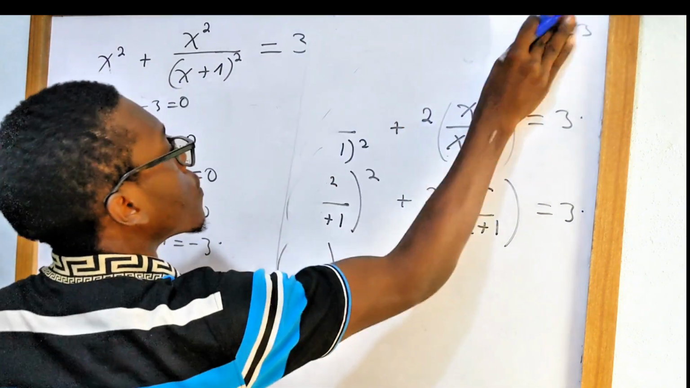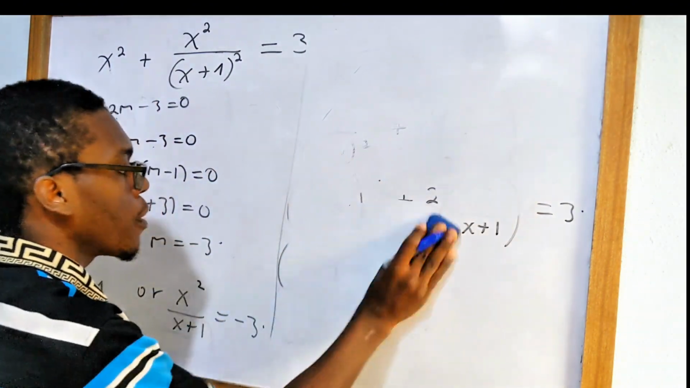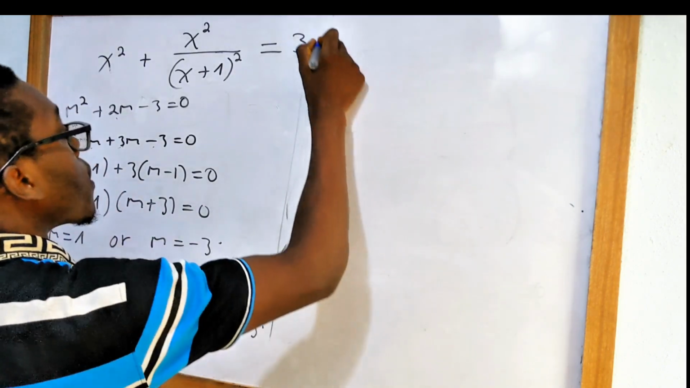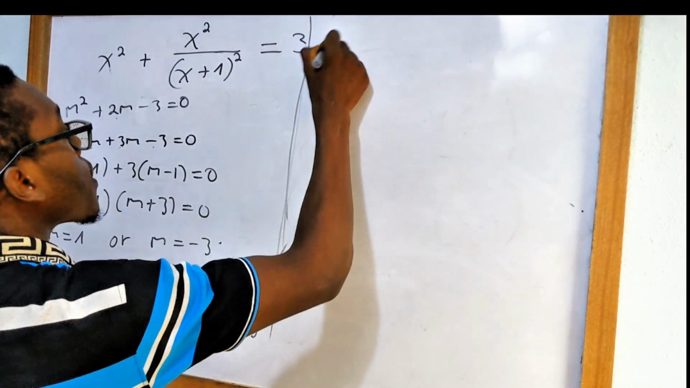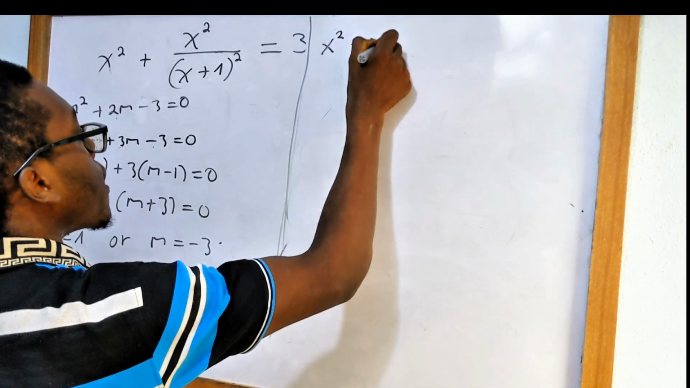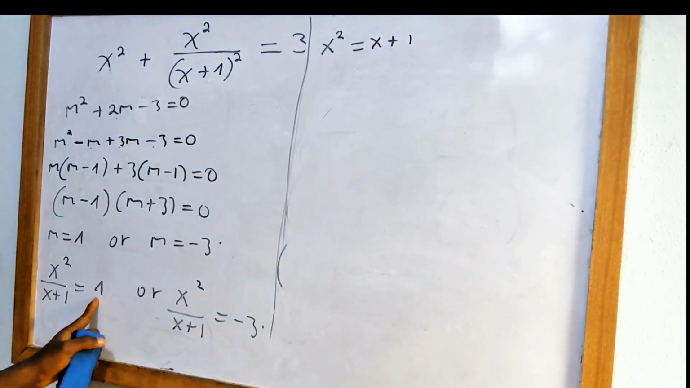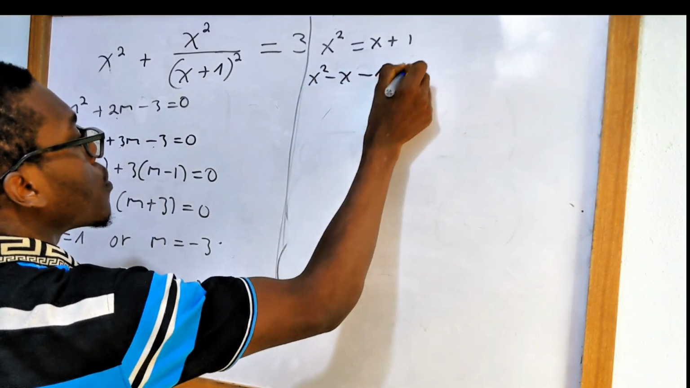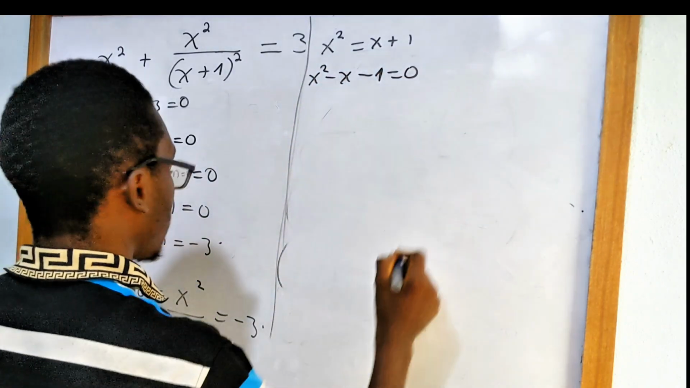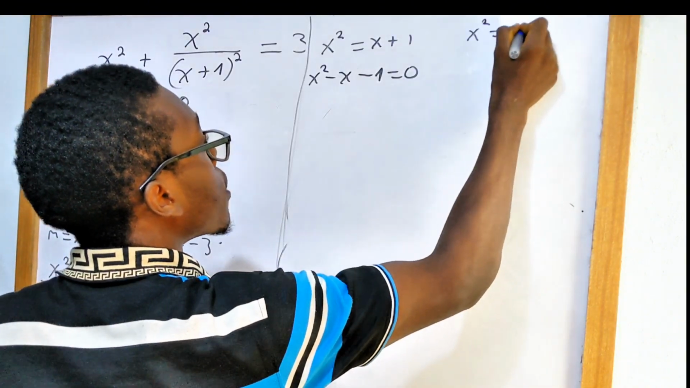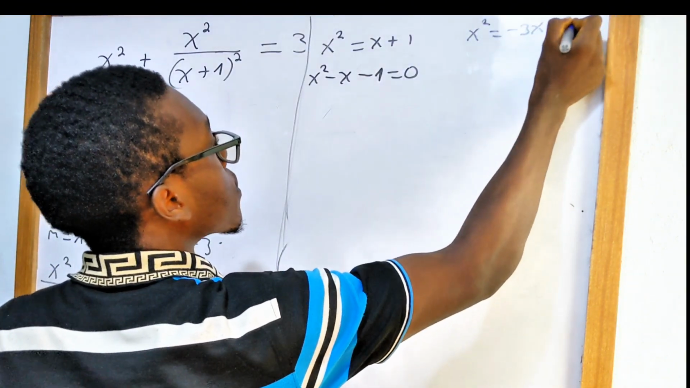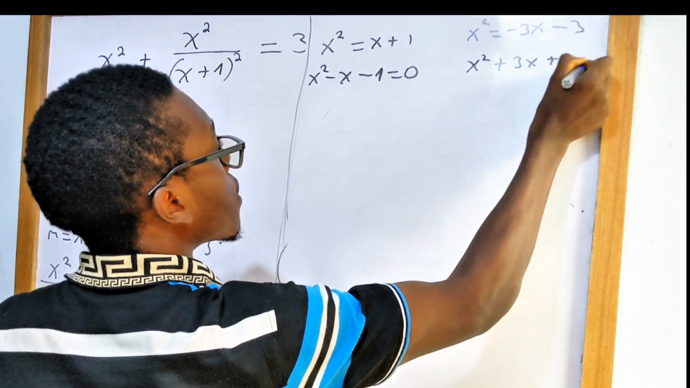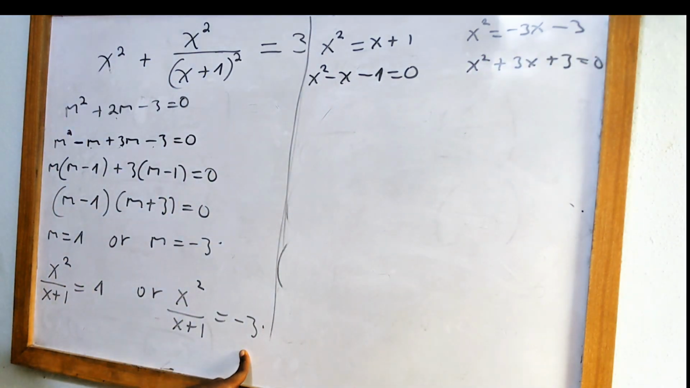We can then continue here. Hope you understand at this point. For this first one, we have x square equals x + 1 by multiplying. Hence, we are going to have x square minus x minus 1 equals 0. And for the second one, we are going to have x square equals minus 3x minus 3. That will be x square plus 3x plus 3 equals 0. That is it, because we multiplied.